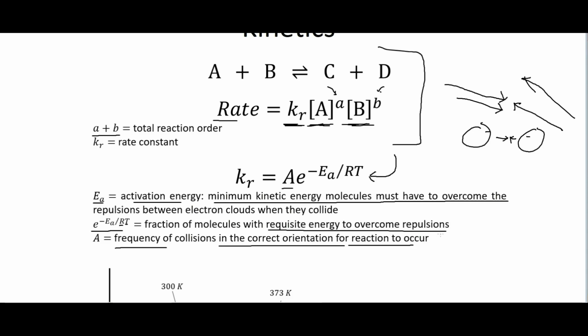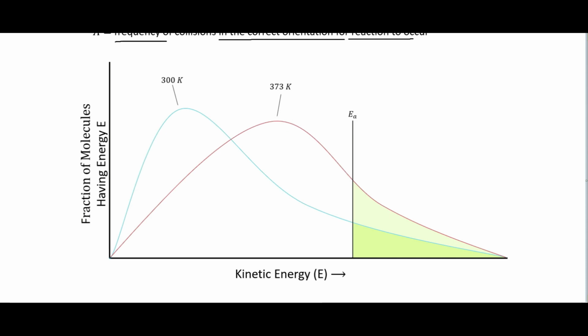As we saw earlier, I used that example of the acetone here that has that oxygen, and I had the OH minus coming towards it. If it is coming at it from this direction or this direction, a reaction is not going to occur, but it has to come at it from that direction in order for that reaction to occur. And so the A is the frequency of collisions that are in that correct orientation for a reaction to occur.